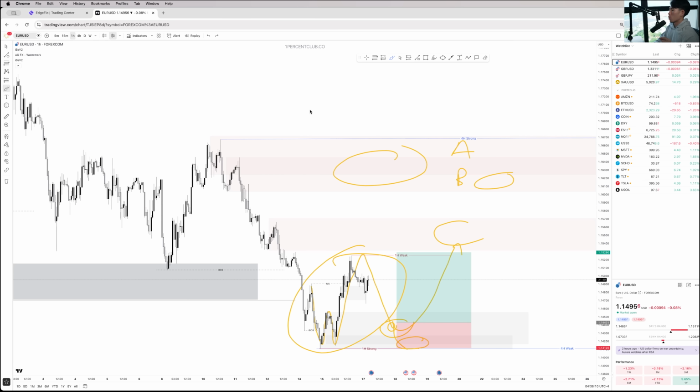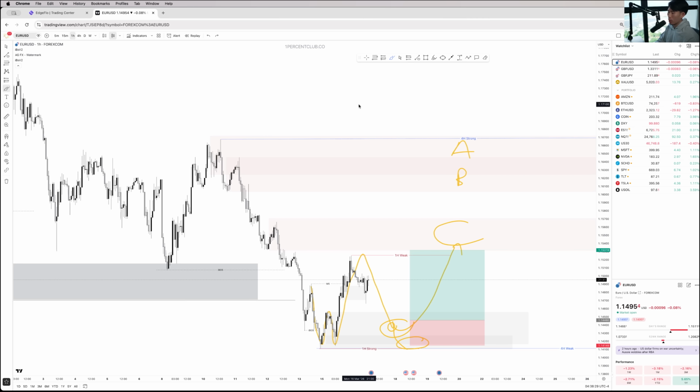So Sunny asks, in this particular scenario, are we looking for the entry model from this 1 hour time frame, or will we mark the zones from this 1 hour time frame and look at the entry model on the 5-minute time frame? So good question. In this particular case itself, once again, it depends on your trading style.